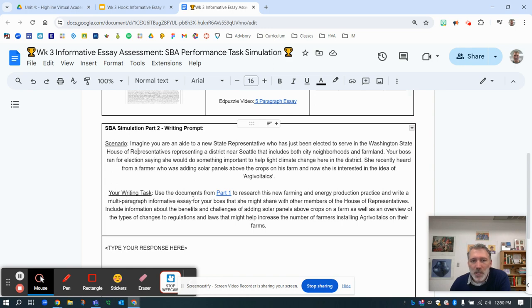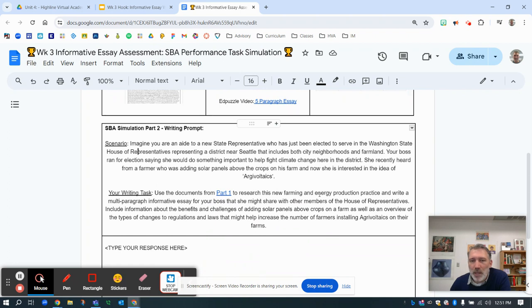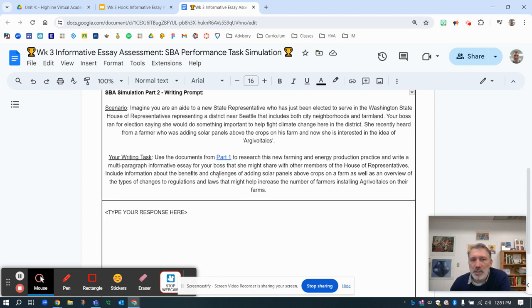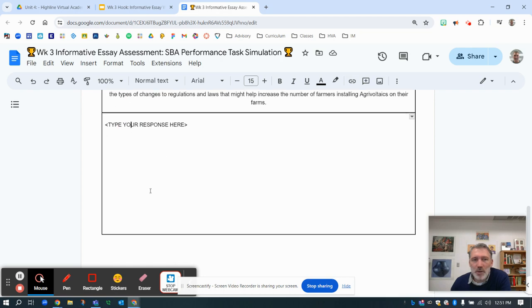Your writing task: use the documents from part one, that's this right here, to research this new farming and energy production practice, and write a multi-paragraph informative essay for your boss that she might share with other members of the House of Representatives. Include information about the benefits and challenges of adding solar panels above crops on a farm, as well as an overview of the types of changes to regulations and laws that might help increase the number of farmers installing agrivoltaics on their farms.